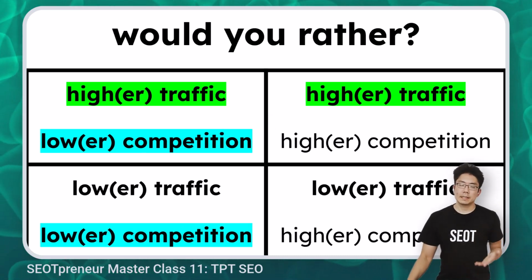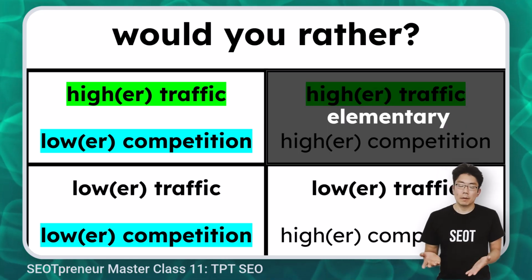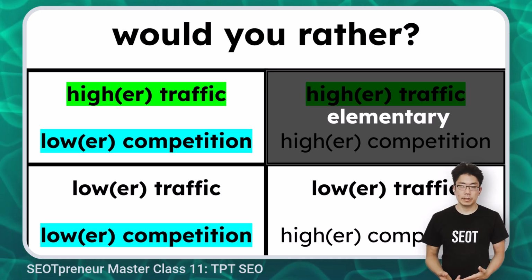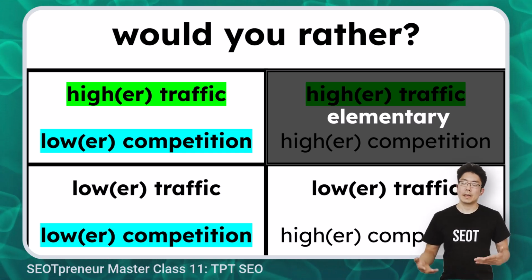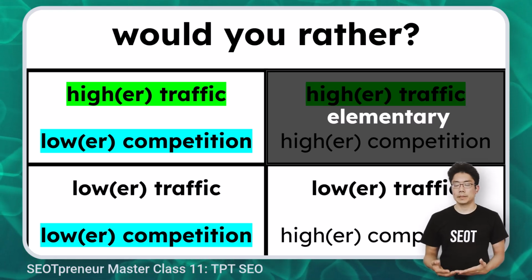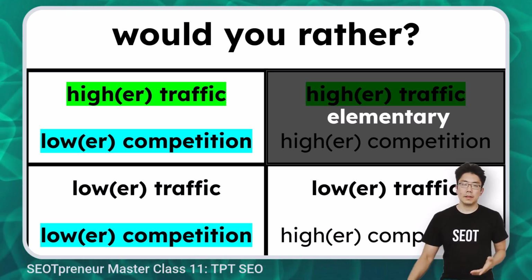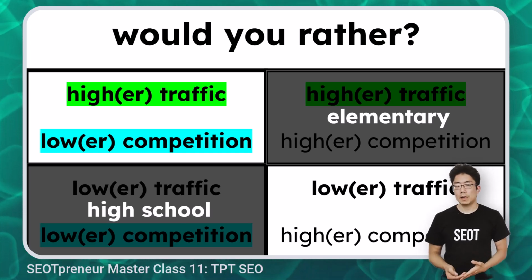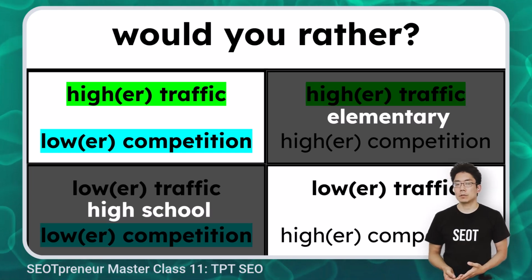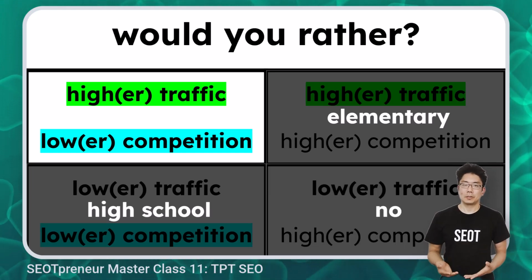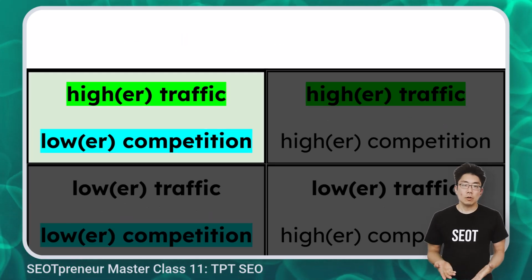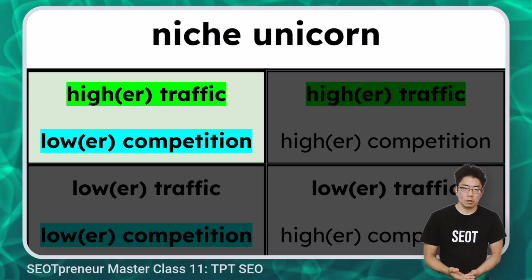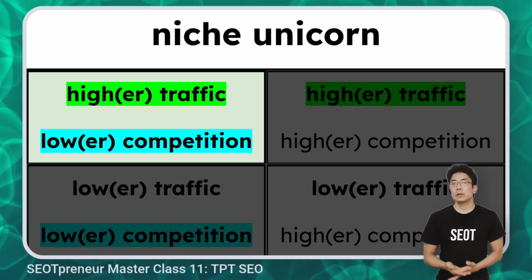Now, a niche that has higher traffic and higher competition is probably elementary. There are more teachers looking for elementary resources on TPT, which is great. But then the challenge is there's a lot more competition and people say that the market is often oversaturated. On the other hand, for high school teachers, there's less competition, which is great, but there's also less demand on TPT for high school products. Nobody wants lower traffic with lots of competition. What we do want are keywords with more traffic and less competition. And that's what we're looking for when we do keyword research. We're looking for niche unicorns.